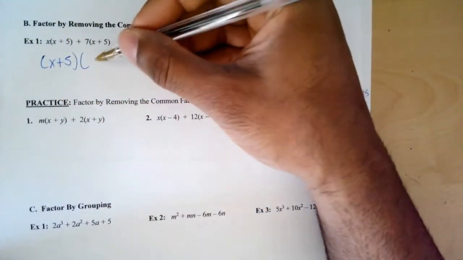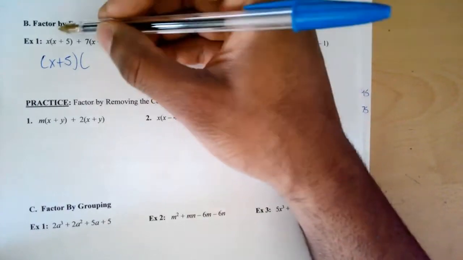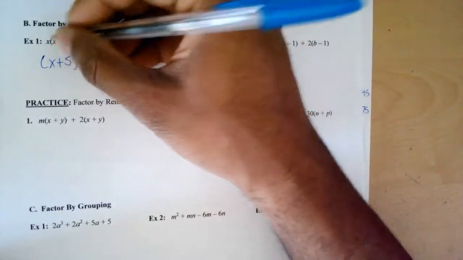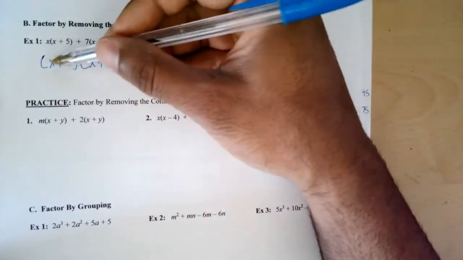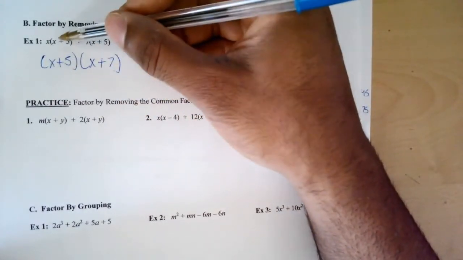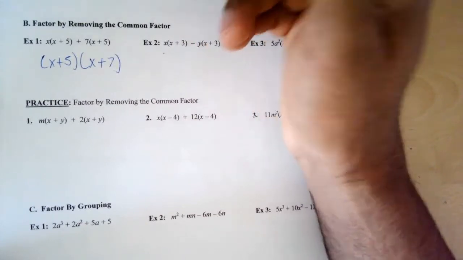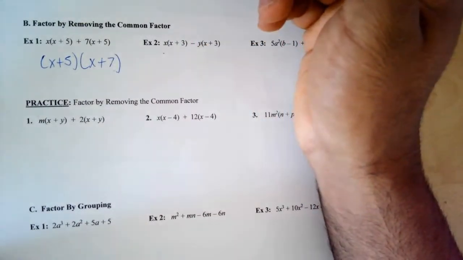And then what do we put as the second binomial here? We're going to put down whatever's on the outside here. So x and 7, x plus 7. So that's all you really need to know. So if you FOIL this out and you FOIL this out, it's going to be the exact same thing. So that's how you do that.